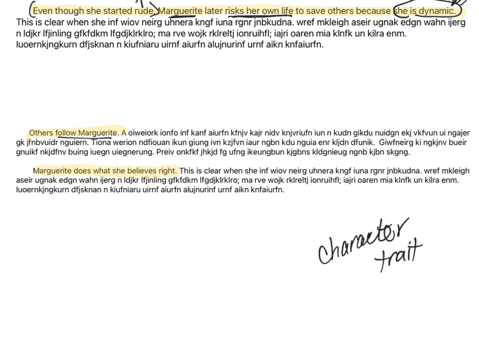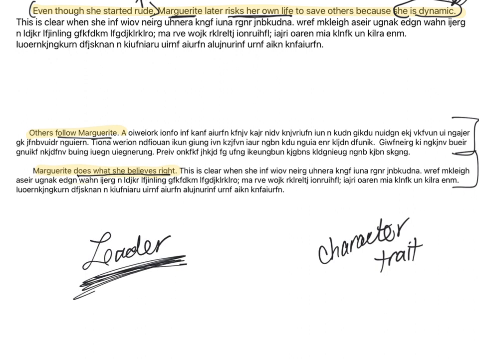So now that I have these two body paragraphs, I have to decide what it is that holds these two things together. Well, what is the character trait or description of Marguerite that really captures both of those? If other people follow you and you always do what you believe is right, well, that probably means that you're a leader. And so these two paragraphs are both going to fit under Marguerite is a leader. So let's create that thesis. Since that thesis will capture both body paragraphs, that's what we need to have.